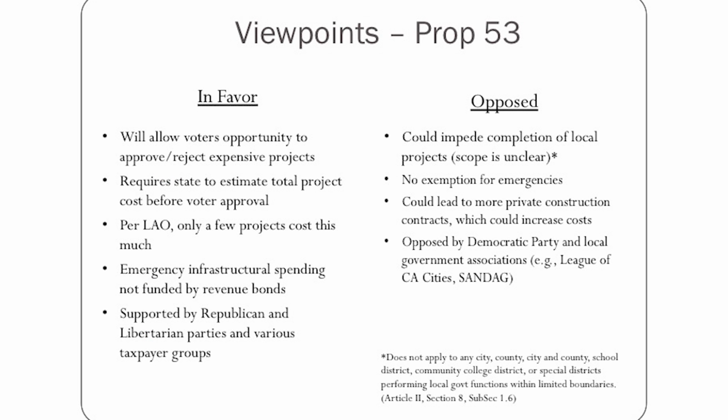So the pros: it allows voters to have the opportunity to weigh in, to either approve or reject, just like they do right now for general obligation bonds. And it also then requires the state to estimate the full cost of the project, which right now they don't necessarily have to do. And that's also part of the controversy with the high-speed rail project.